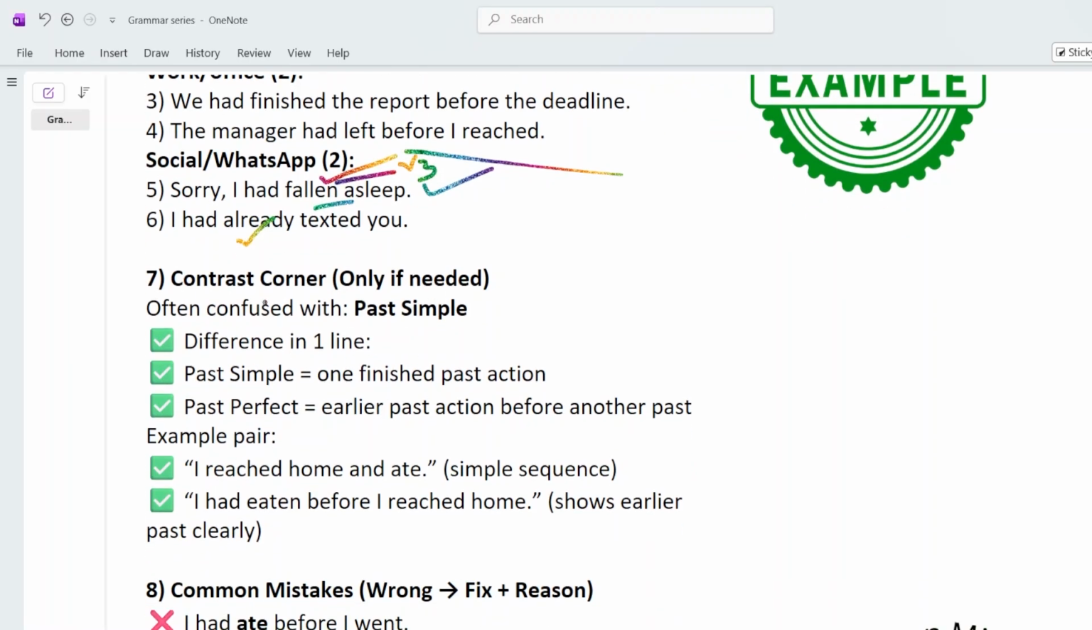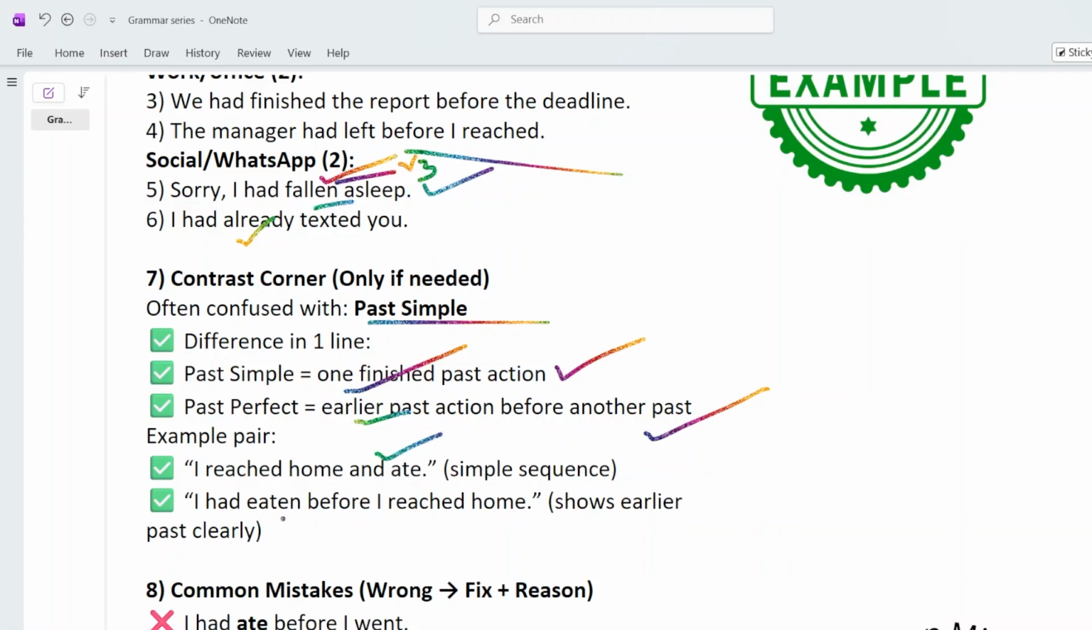Let's look at the contrast corner. Often this tense gets confused with simple past. Why? See, simple past is one finished action, right? However, past perfect is there is an earlier action. Before that, another past action has taken place. Let's quickly look at an example pair. I reached home and ate. That's it. This is a simple sequence. This is simple past. Okay? Or past simple. Anything you can really call.